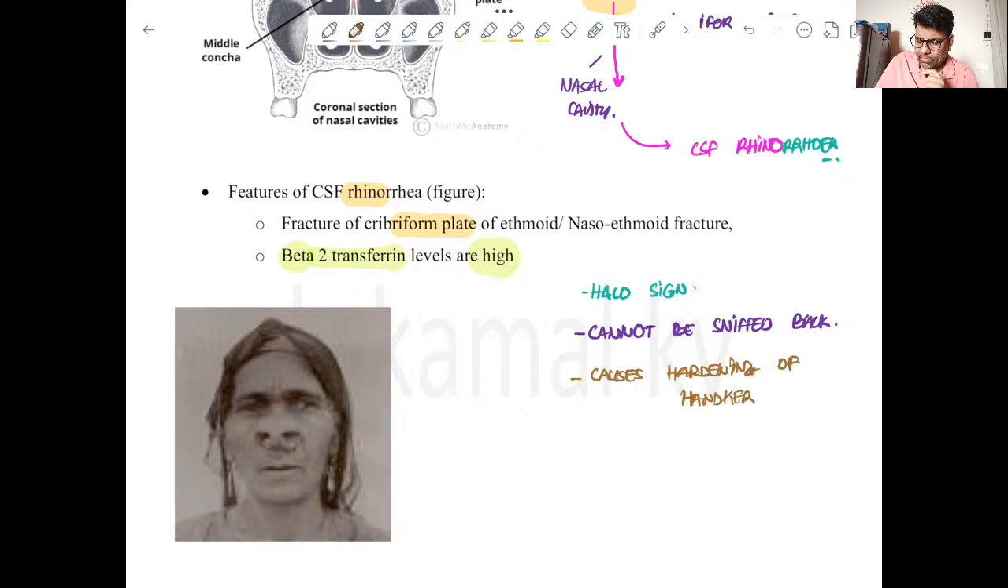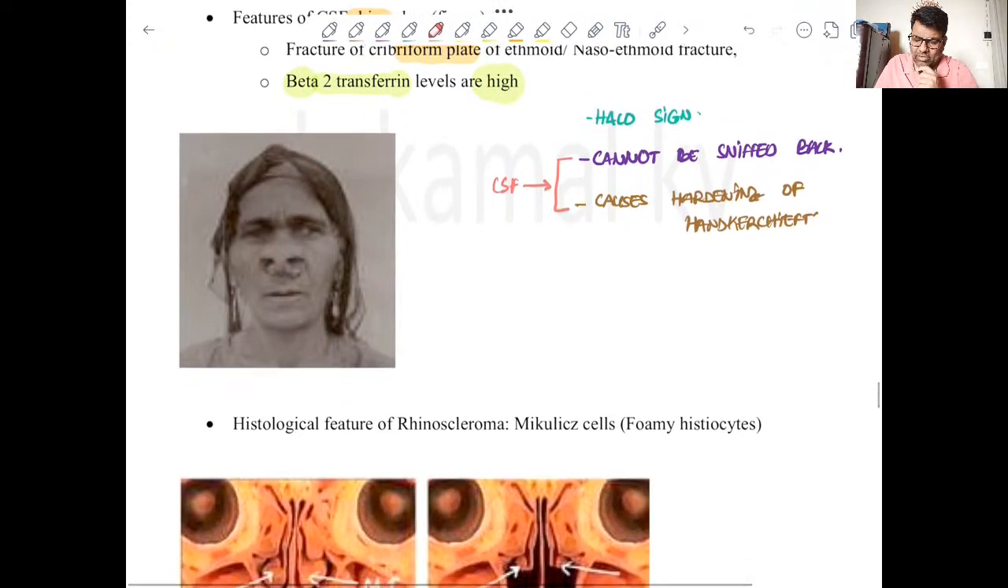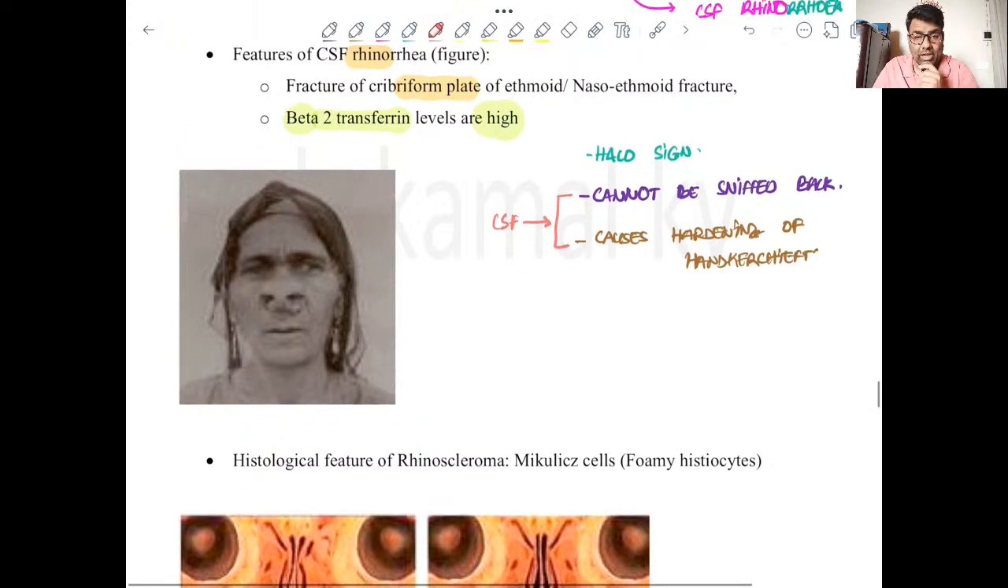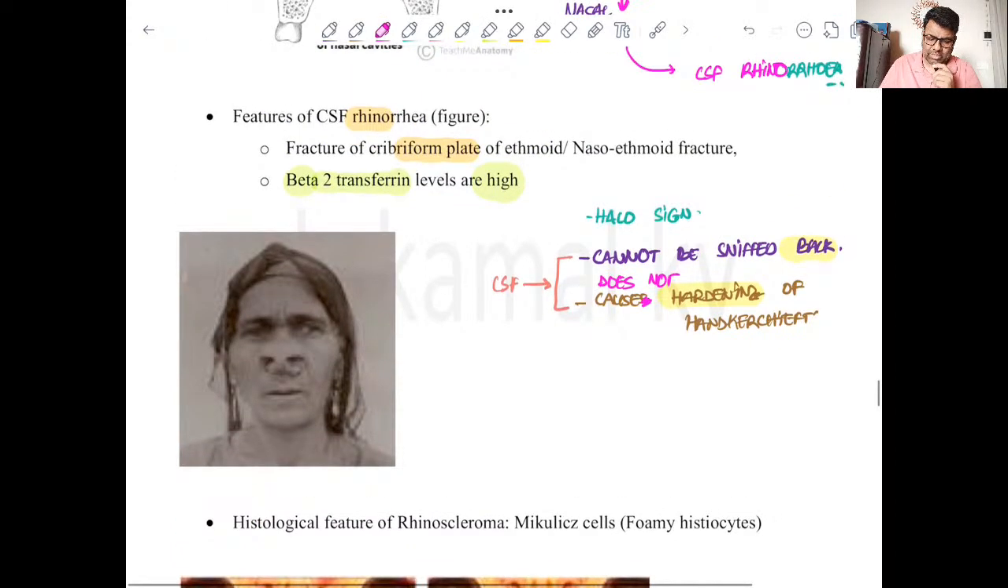Clear? So these are two features which indicate that the fluid which is coming out through the nose is CSF and not nasal secretions of allergic rhinitis or other conditions related to the nose. Clear? So it cannot be sniffed back, and it does not cause hardening of handkerchief. Clear? So this is CSF rhinorrhea.